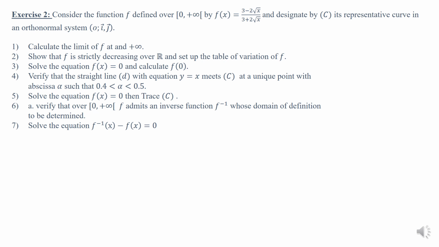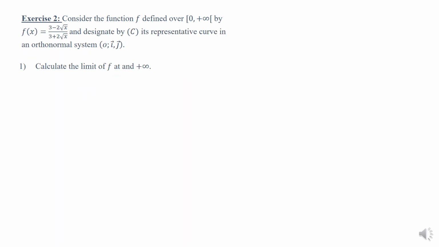Hello everyone. In this video we will solve exercise 2 about general functions. Part 1, calculate the limit of f at plus infinity. Now we start by substituting plus infinity. So the limit of f of x as x tends to plus infinity is 3 minus 2 radical infinity over 3 plus 2 radical infinity, which is infinity over infinity, an indeterminate form. Now how will you solve this?